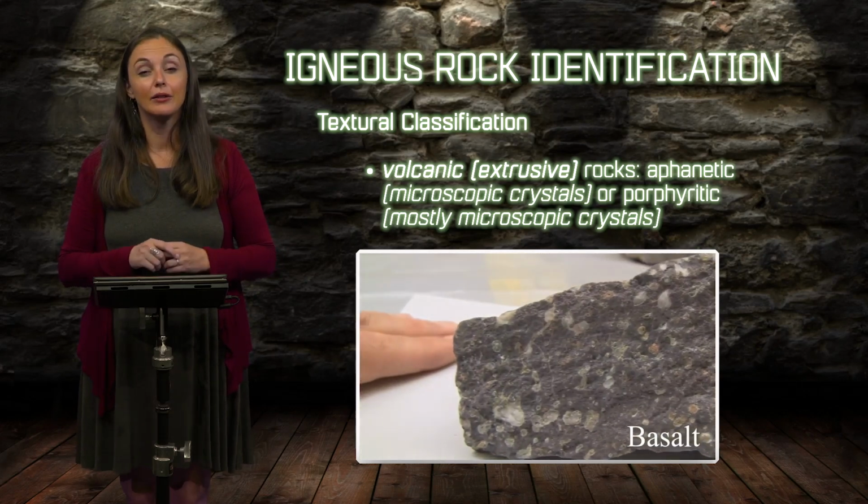So again, the big takeaway here is that at least some, if not all, of the crystals are going to be very small in extrusive igneous rocks. All of the crystals will be large, or at least visible to the naked eye, in intrusive igneous rocks, plutonic igneous rocks. So that's our first major division, our major way of classifying igneous rocks.